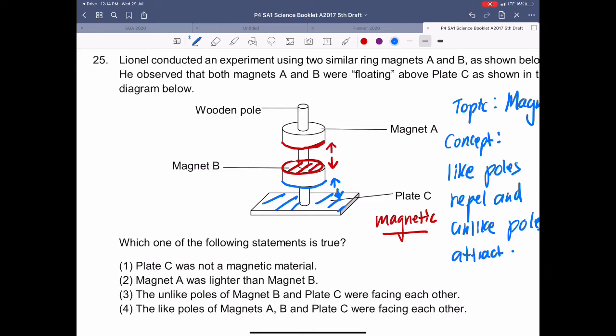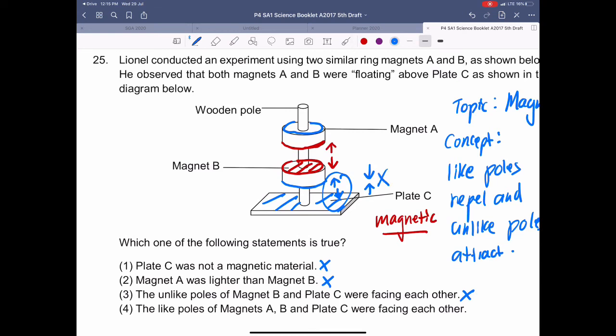Okay? So obviously this surface is blue now. Alright? So which of the statements is true? Plate C was not a magnetic material. This is wrong, because plate C has to be a magnet. Magnet A was lighter than magnet B. No, they told you what? Two similar, so wrong. The unlike poles on magnet B and C were facing each other. So unlike pole, this is also wrong. Okay, because if B and C were facing each other and they are unlike, they should, instead of repelling, they should actually what? Attract. Which did not happen. They actually repelled, right? So this did not happen.